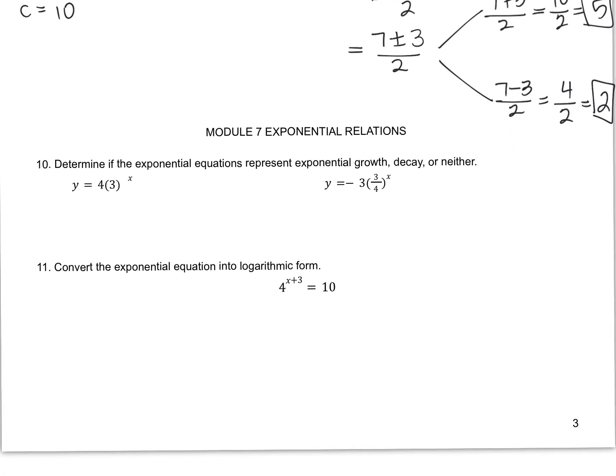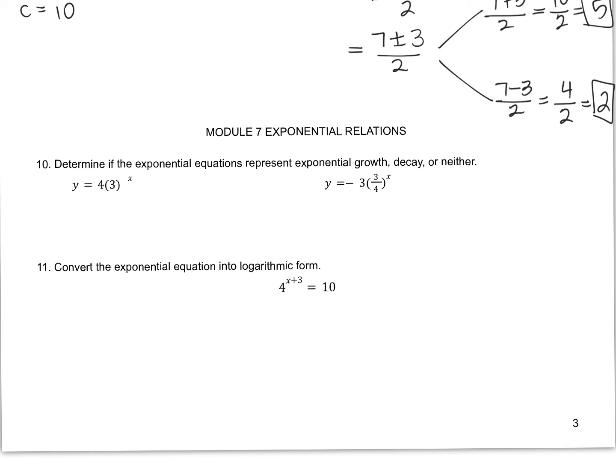Next, in Module 7, we were looking at exponential relations. So we first talked about whether or not an equation represented exponential growth, decay, or neither. The important thing to remember about exponential equations is that the variable appears as the exponent in the equation. So we have, for our first one, y equals 4 times 3 to the x. Our variable x appears in the exponent, so it is an exponential equation.